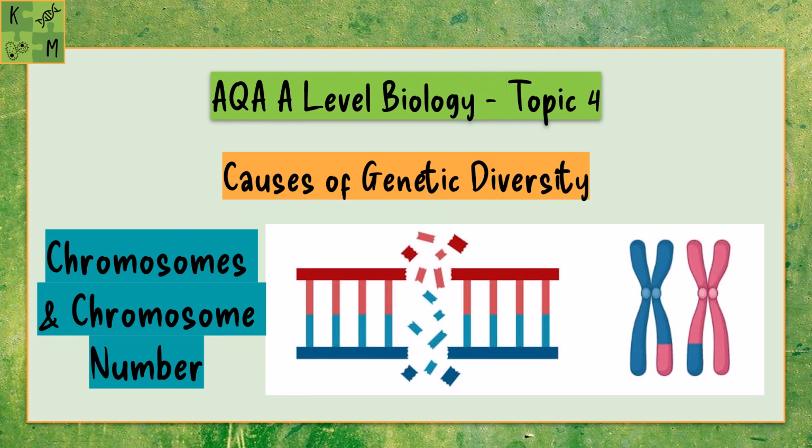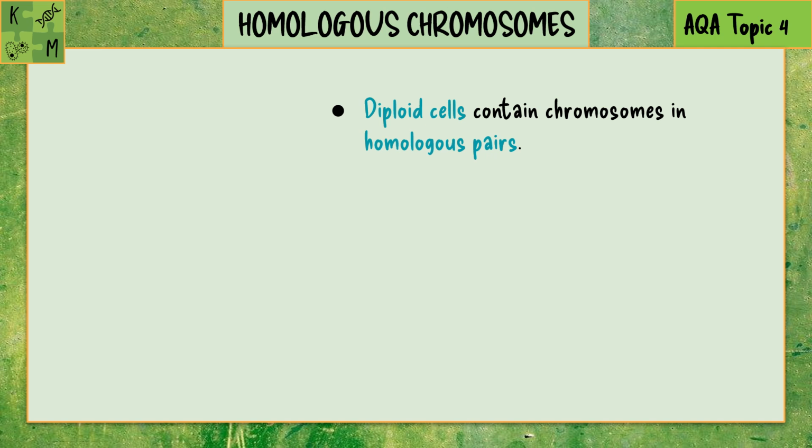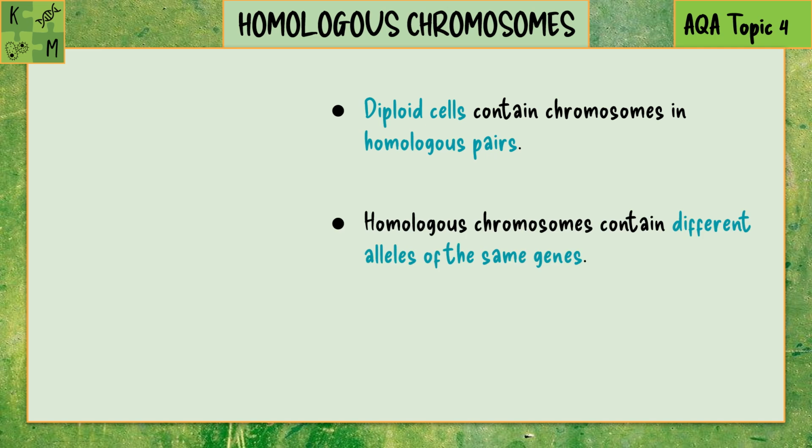Hi everyone. In this video, we'll look at how to define homologous chromosomes and also how different types of cell division impact on chromosome number. Diploid cells, such as those found within the human body, contain chromosomes within homologous pairs. Homologous chromosomes contain different alleles of the same genes.